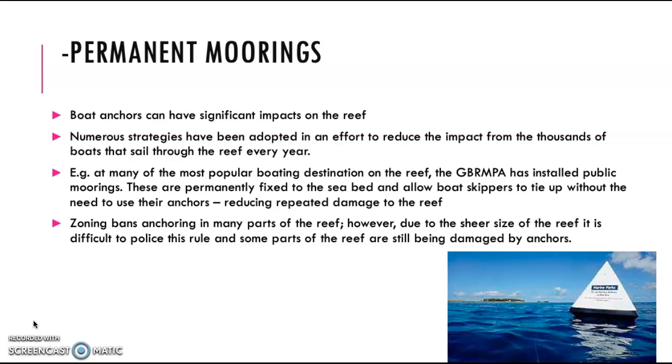So what the Great Barrier Reef Marine Park Authority has done is set up a range of permanent moorings which boats can attach themselves to. So there's just one anchor that has done its damage to the reef, and then boats will just connect to the anchor that already exists there. So here is an example of what those permanent moorings look like, and they're spread throughout the reef for boats to use. Because of zoning, which we talked about previously, there are lots of parts in the reef where boats can't anchor at all.